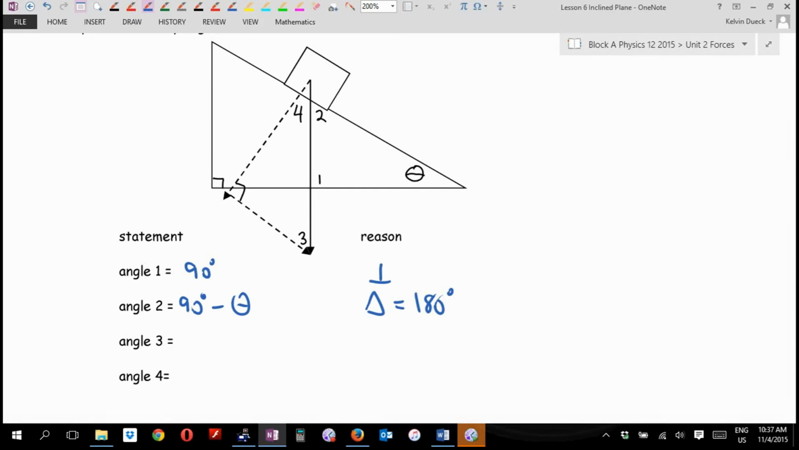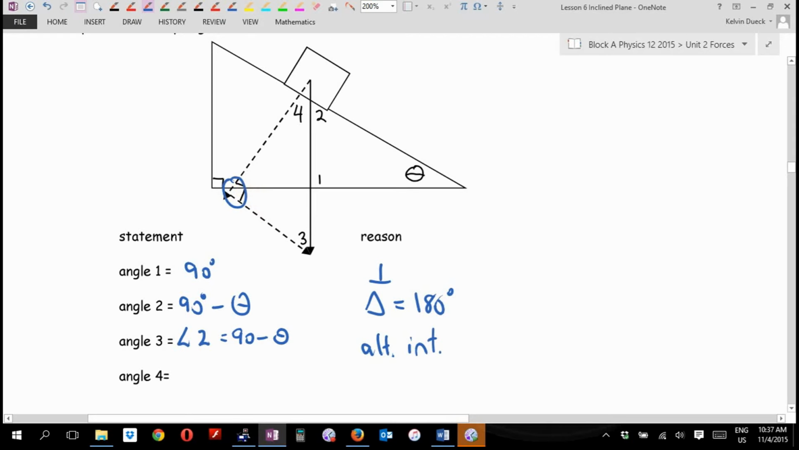How big is angle 3? See a Z? I think we've seen this earlier this year. How big is angle 3? It's the same size as? Why? Well, it's called alternate interior angles. You can write down Z rule or whatever, but okay. So how big is angle 4? Well, if angle 2 is the same as angle 3, and angle 3 is 90 minus theta, and this angle here is 90 degrees, doesn't angle 4 have to be the same size as theta for that to work?